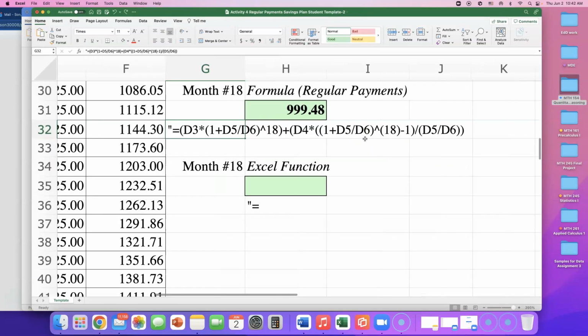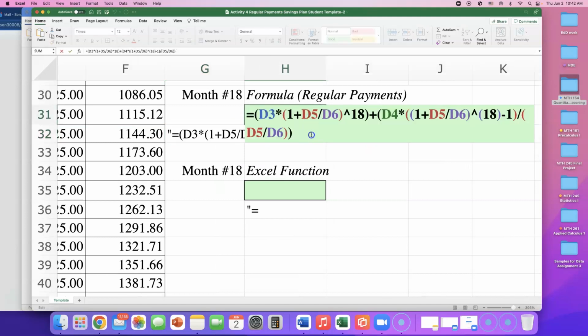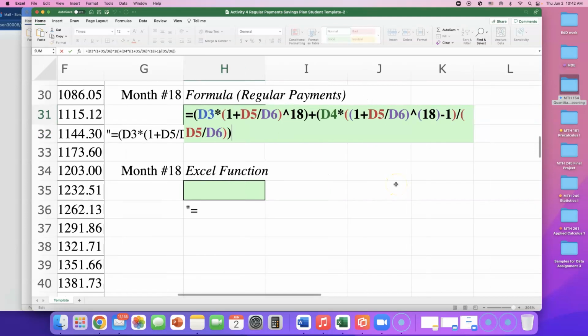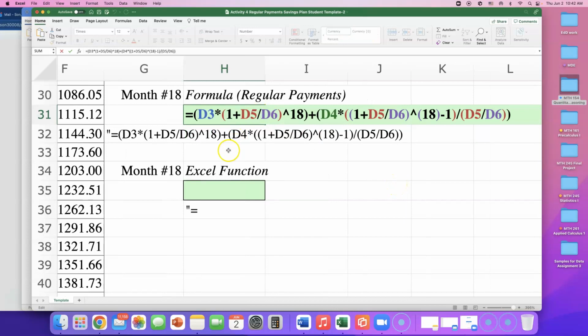So before I end the video, I will show you what I typed in that green box one more time, okay? So this is what I typed in. I don't think I will read it. So if you need to pause the video and take a look, that's what you will have in your H31 too, okay? I'll be back to go over the third method, Excel functions, very soon.